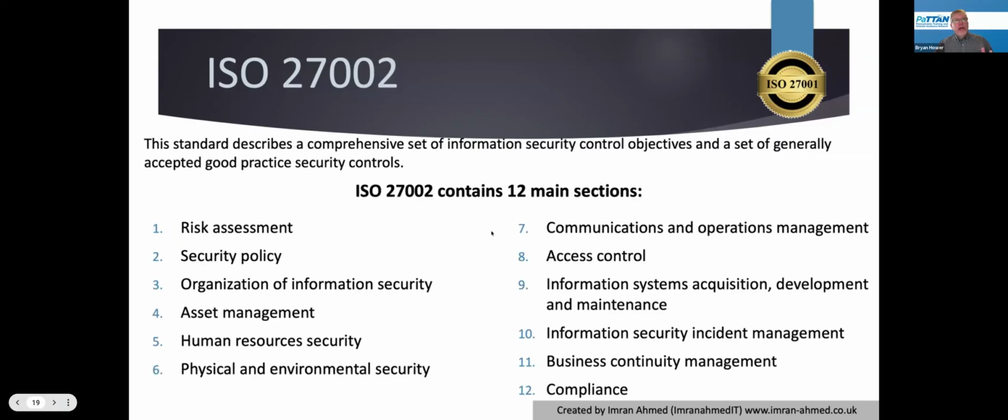So this standard describes a comprehensive set of information security controls. The ISO 27001 contains 12 main sections. Okay, like the CIS has the 18 areas, this has 12 that kind of overlap with a lot of what we just saw in the CIS. You have risk assessment, security policy, organization of information security, asset management, human resource security, physical and environmental security, communication and operations management, access control, information systems acquisition, development, and maintenance, information security incident management, business continuity management, and compliance, like the government compliance to what regulations that you need to follow. So they have these 12.